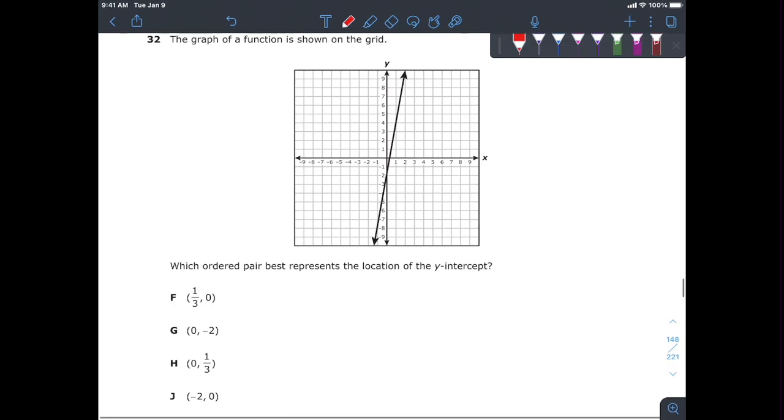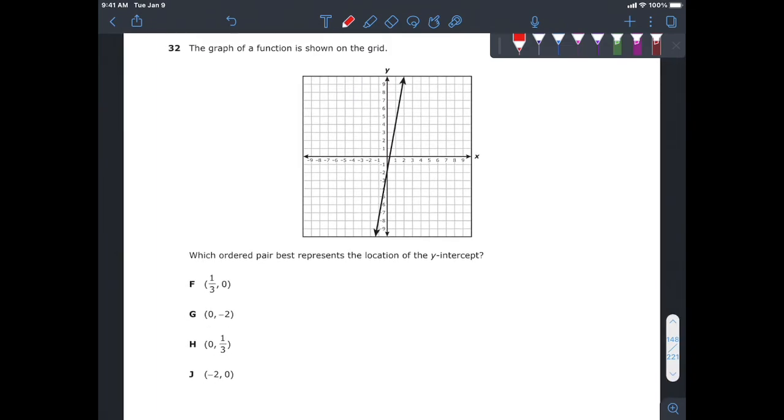32. Which ordered pair best represents the location of the y-intercept? So I see here it's at approximately -2, so (0, -2). Answer choice G. I could have run a regression and then looked for the B value, but this is much simpler.